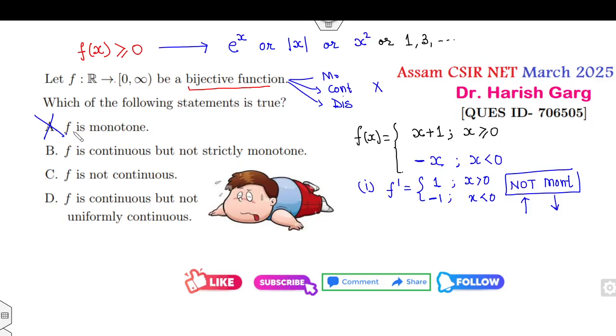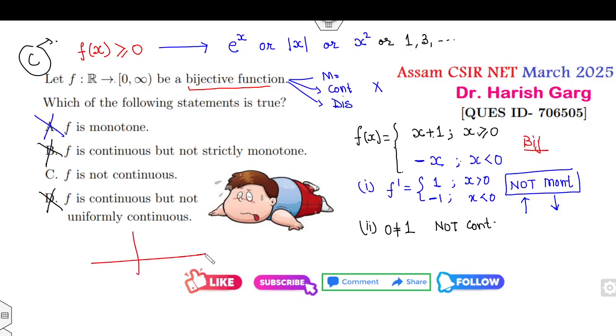So the A option is cancelled. Whether it's continuous or not, you can clearly say at the point 0, the left hand limit will be 1, while the right hand limit will be 0, which is not the same. That means the function is not continuous. So the B option is cancelled, D option is cancelled, C option is left behind and is the right answer of the problem. Moreover, you can also see that this function is bijective.